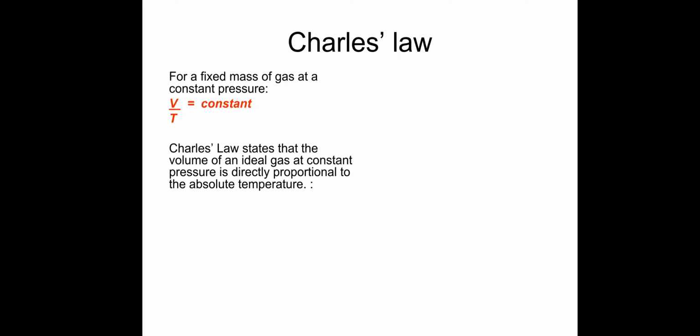So last one, Charles's law. For a fixed mass of gas at a constant pressure, V over T equals a constant. So Charles's law states that the volume of an ideal gas at constant pressure is directly proportional to the absolute temperature. So as an equation, we end up with V1 over T1 equals V2 over T2.